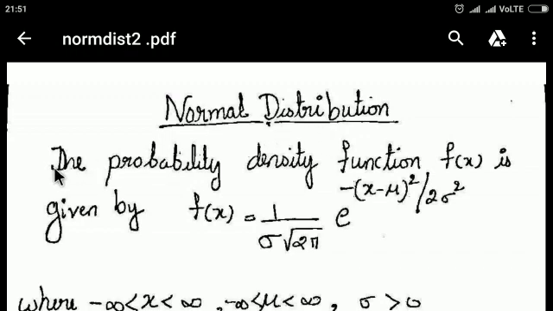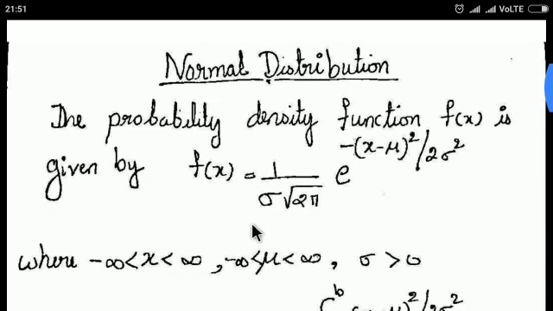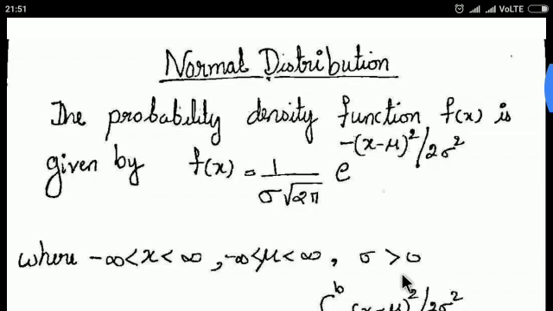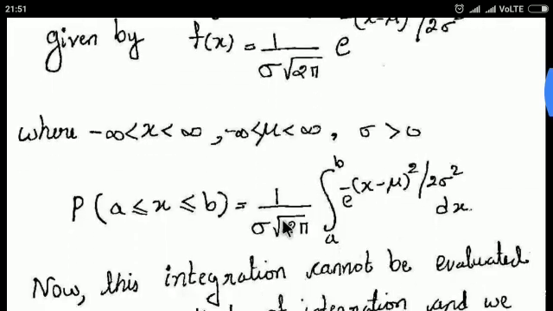Now, as we know, the probability density function f of x is given by f of x equals 1 upon sigma root 2 pi e raised to minus (x minus mu) whole square by 2 sigma square, where sigma stands for the standard deviation of the distribution and mu is the mean of the distribution. x lies between minus infinity to infinity, mu lies between minus infinity to infinity, and sigma should be a positive quantity. x is called a normal variate.